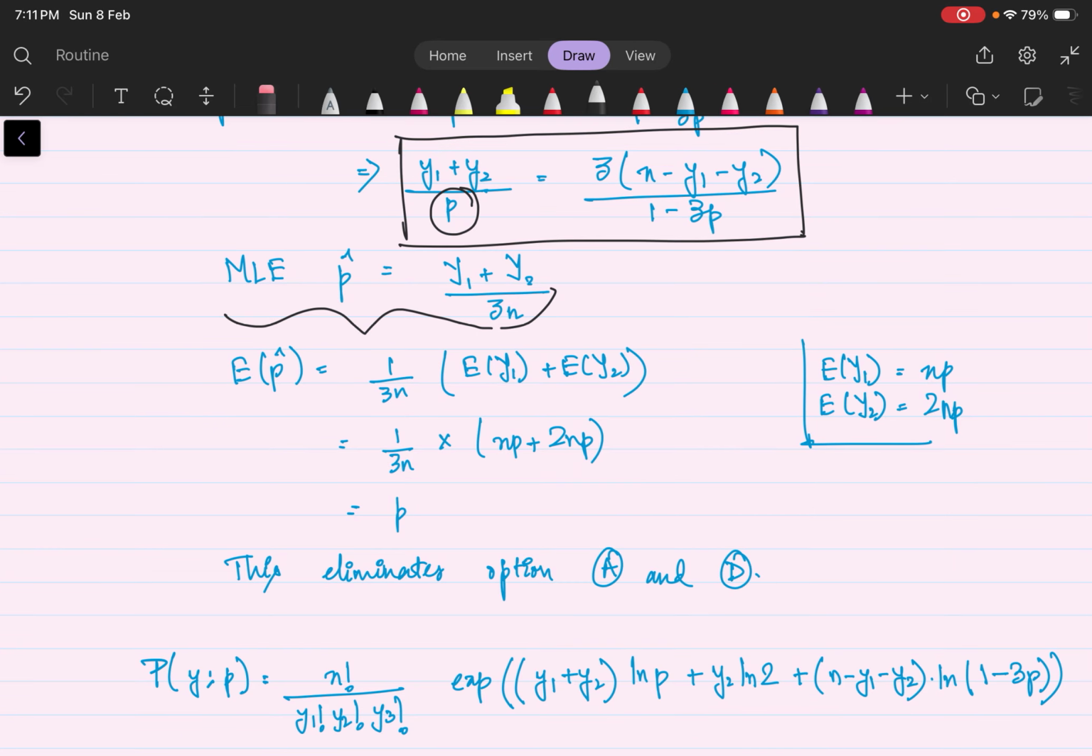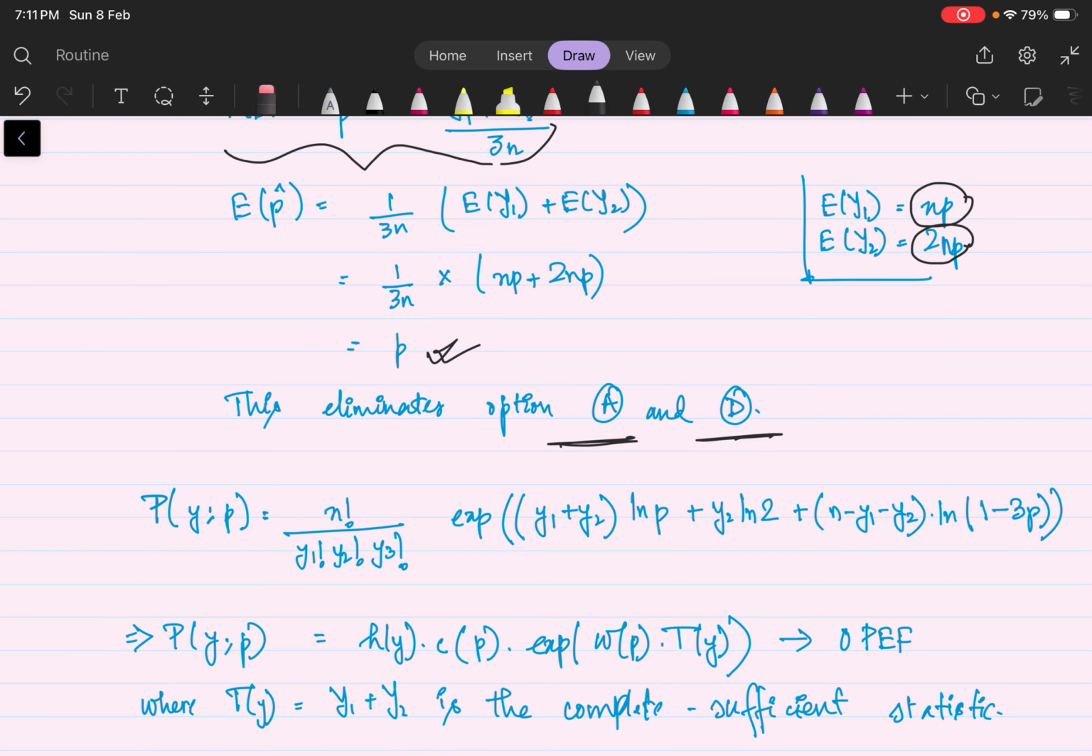Now when you take the expectation, it comes to be p, which eliminates the options A and D. And how p? Expectation of y1 is np and expectation of y2 is 2np, because y1, y2 jointly follow a multinomial distribution. But when you calculate the marginal distribution of y1 and y2, y1 follows binomial n comma p and y2 follows binomial n comma 2p. You have to remember this. The probability will be 2p, right? So from there we can find the expectation, and this actually eliminates the options A and D.